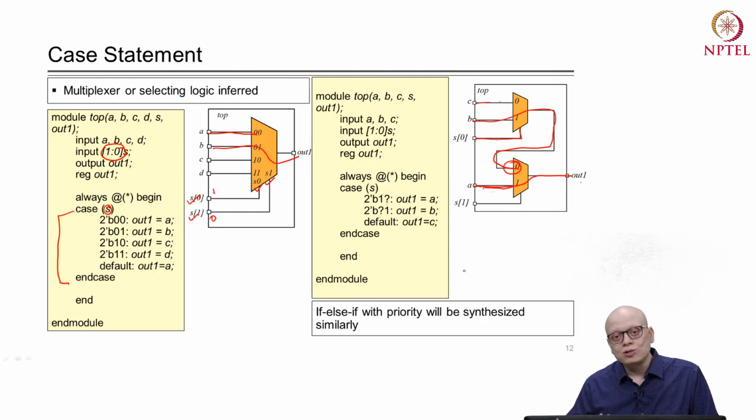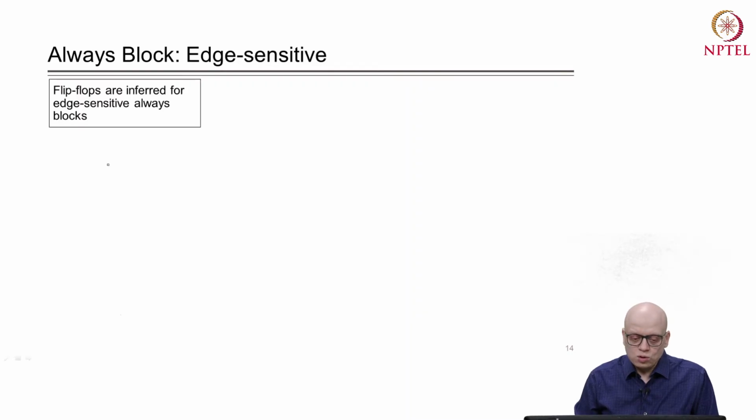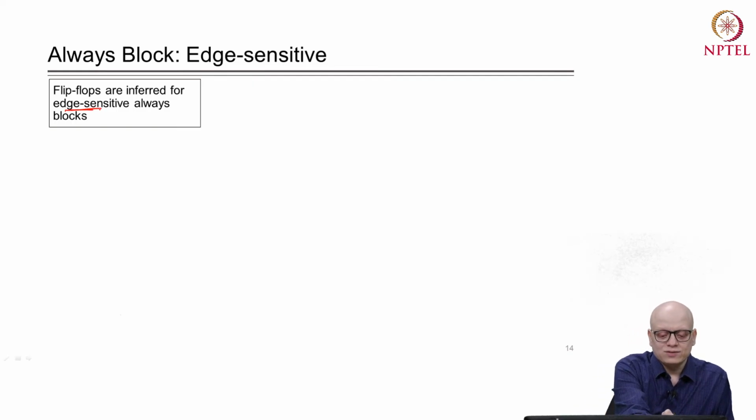In that case also, a priority based logic gate structure will be implemented in the netlist generated by the RTL synthesis tool. Now, let us take a few examples of an always block and understand how an always block will be synthesized. So, first let us take a few examples for the case when the always block is edge sensitive.